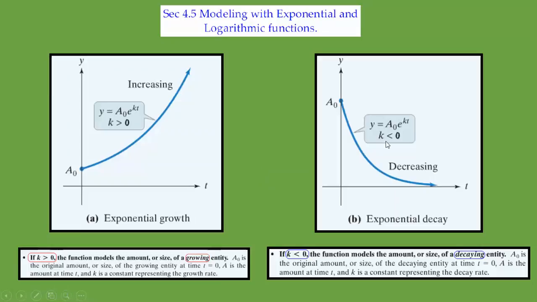If k is less than 0, we have what's called exponential decay. So a decay model has a graph that looks like this. And so you'll have an initial amount represented by A sub 0. And as time advances, the amount of the quantity that you're studying gets smaller and smaller, and it decays and gets closer to 0.